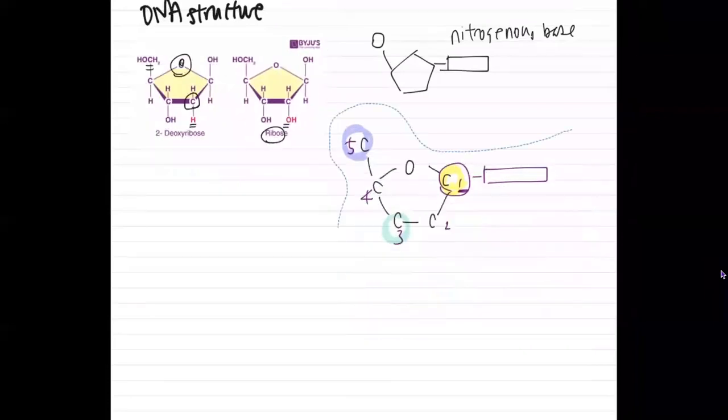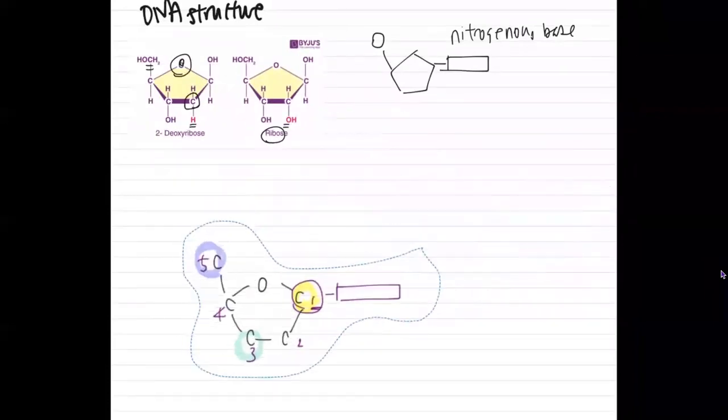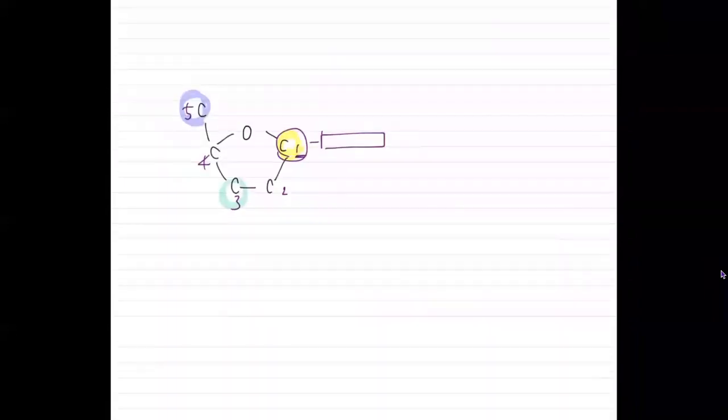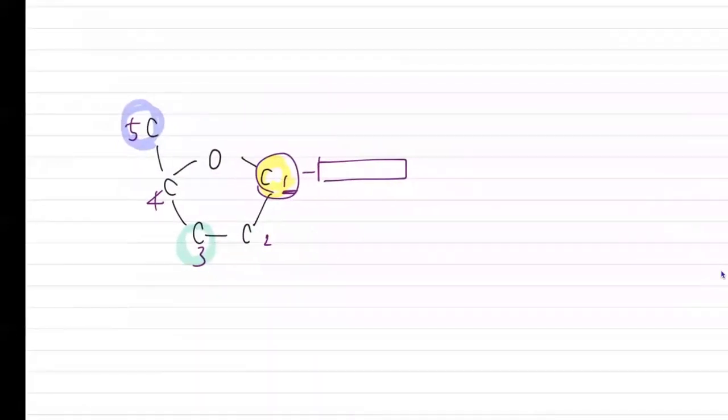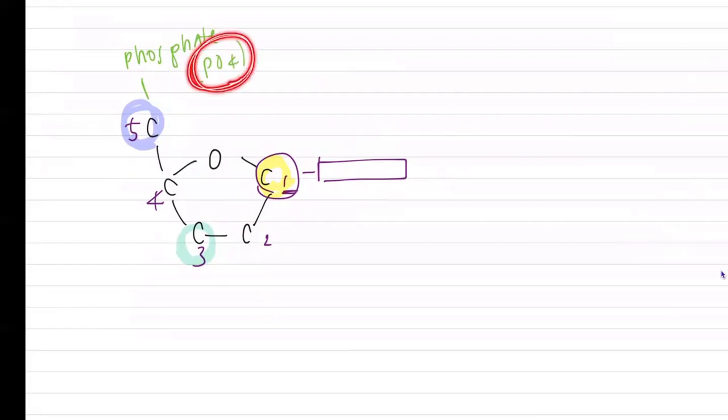Oops. Some of you may know, some of you may not, that this carbon actually is attached to a phosphate, which is PO4. And this PO4, this phosphate group, is the one that actually bridges between the nucleotides. And this number 5 has a phosphate attached to it.